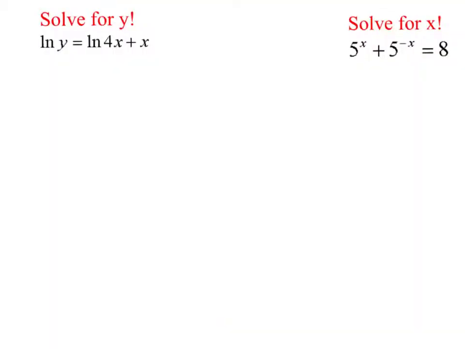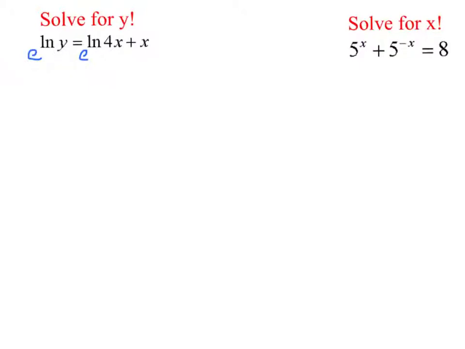A couple more things to remember when you're dealing with logs. In this case, I want to solve for y. I need to get rid of the natural log, and the way we do that is by taking e to the power of everything. Remember that e and natural log are inverses of one another. With inverses, when you put a value in to do the function, you get a new value. You put the new value into the inverse, and it brings you right back to where you started.